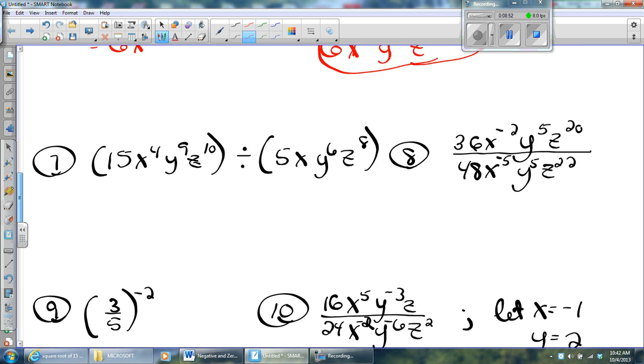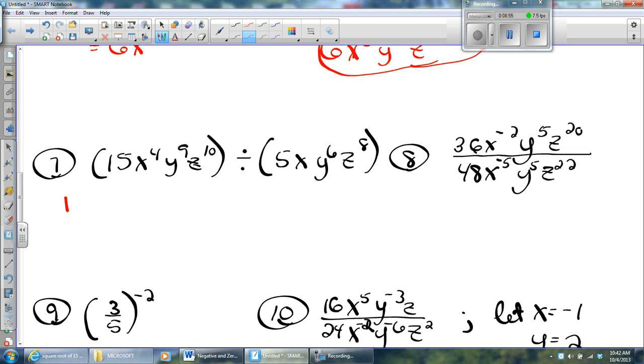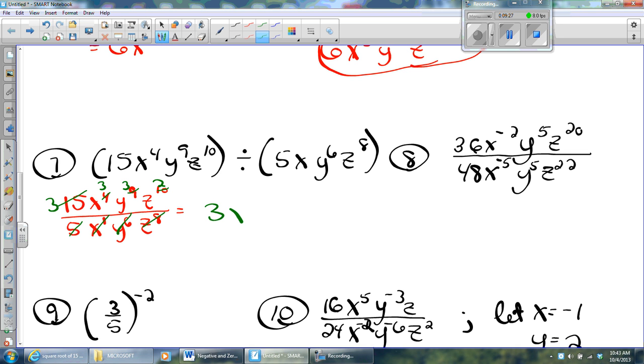All right, on this one, I would rewrite the problem as a division problem. 15x to the 4th, y to the 9th, z to the 10th, I'm going to put it over 5x to the 1st, y to the 6th, z to the 8th. Okay, so 5 is going to go into 15 3 times. X is going to go there 3 times. This is going to be y cubed. And this is going to be z squared. And so I'm going to end up with 3x cubed, y cubed, z squared.